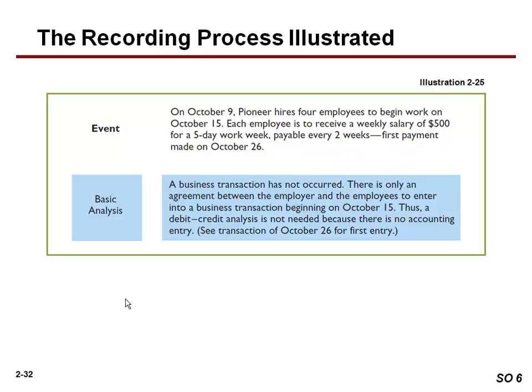Here's an important event, hiring key employees. In this case here, we're hiring an employee to start later in the month. At the time we hire them, it's not a transaction that's recorded. It has no effect on the financial condition of the business. No change in assets, no change in liability position, no change in owner equity position. Therefore, no journal entry is recorded.